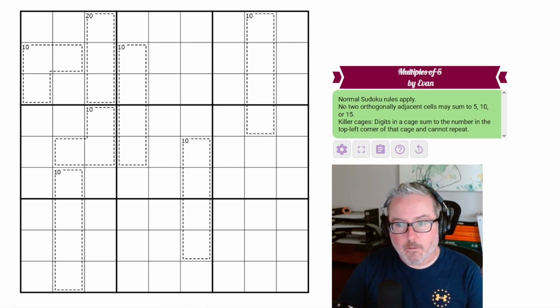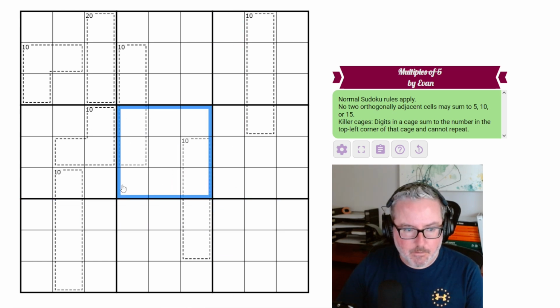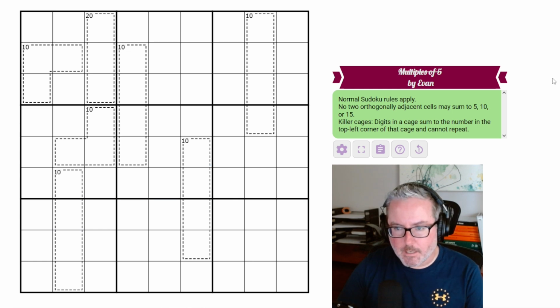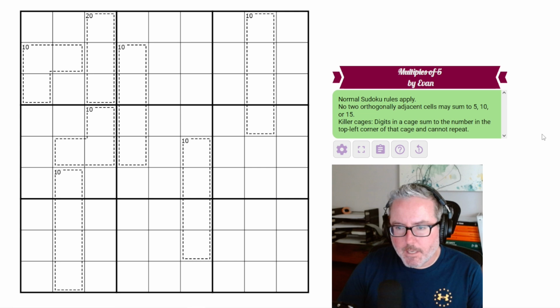So what are the rules? So we've got normal Sudoku rules apply. So every row, every column, and every 3x3 box contains the digits 1 through 9 once each. Then we have no two orthogonally adjacent cells may sum to 5, 10, or 15. So that would be our negative of multiples of 5. So look at any two adjacent cells. They cannot sum up to 5, 10, or 15. Then we have killer cages, so digits in a cage sum to the number in the top left corner of that cage and cannot repeat.